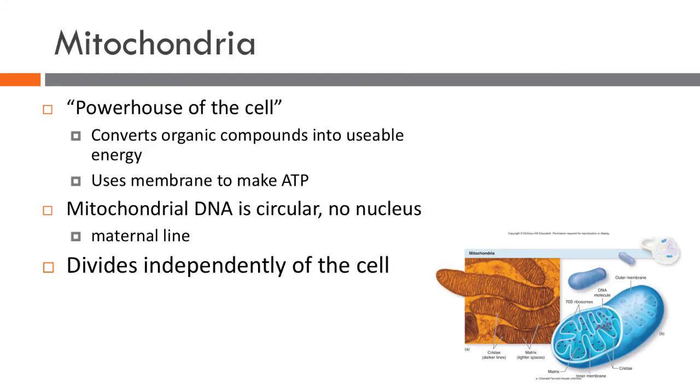The mitochondria is known as the powerhouse of the cell, and this is where organic compounds are converted into usable energy, or ATP. Mitochondria have their own DNA, but the DNA in the mitochondria is circular. The mitochondria can divide independently of the cell, so you can make much more mitochondria if you need them without actually having to make more cells.